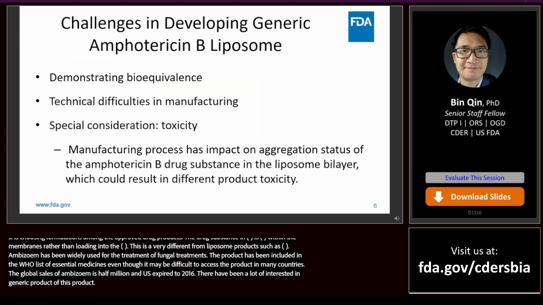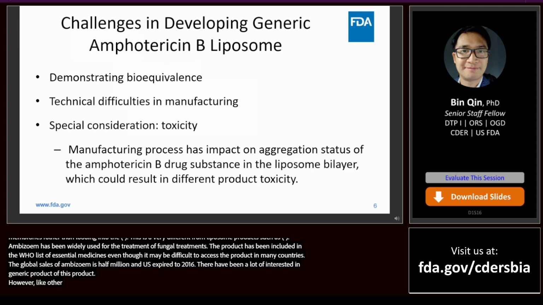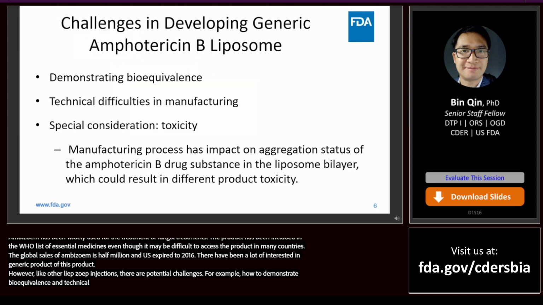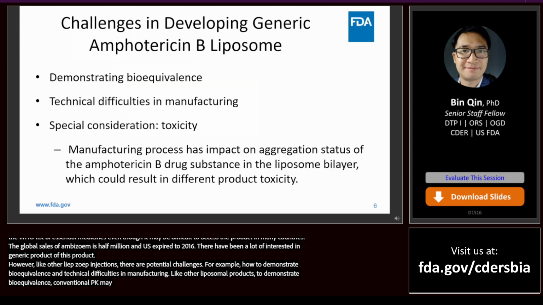However, like other liposome injection drug products, development of a generic version of amphotericin B liposome is not straightforward, and there are many potential challenges. For example, how to demonstrate bioequivalence and technical difficulties in manufacturing. Like other liposomal products, to demonstrate bioequivalence, conventional PK may not be sufficient. Additional supportive studies are needed.